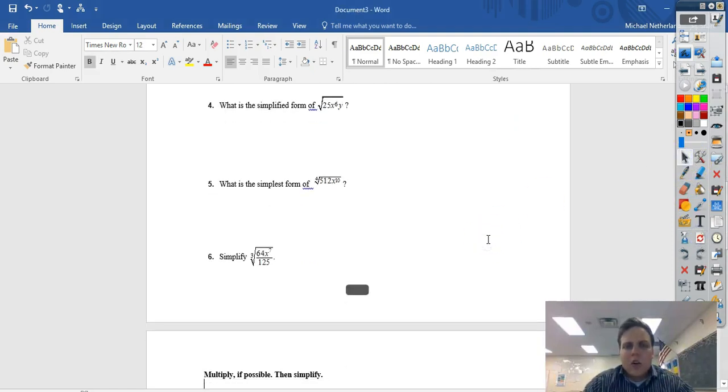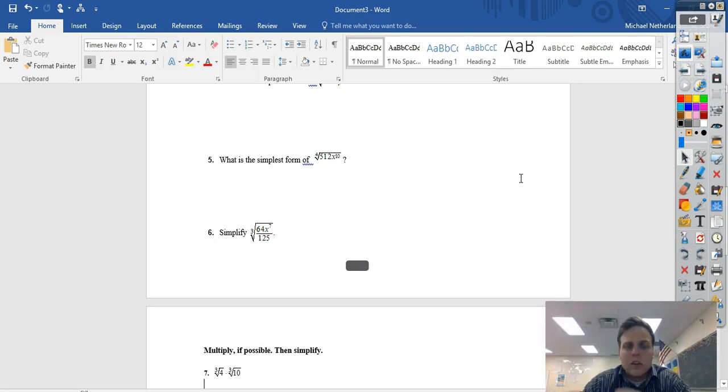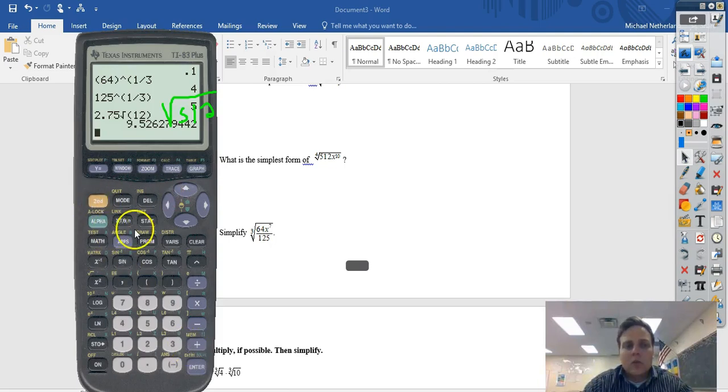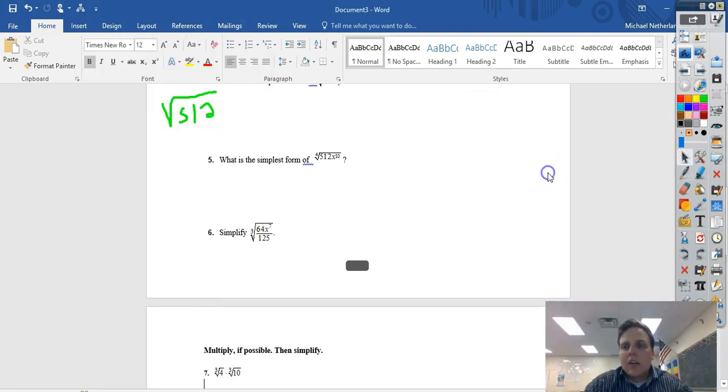Number 5 says, what is the simplified form of the 4th root of 512 x to the 10th? Okay, so first off, I want to break up 512 into its primes. In other words, I'm looking for prime numbers that multiply to be 512. Well, I know 512 is even, so I know that it's divisible by 2. So I'm going to say 512 divided by 2. Enter, and that's 256. So I know that 512, I could rewrite it as 256 times 2.